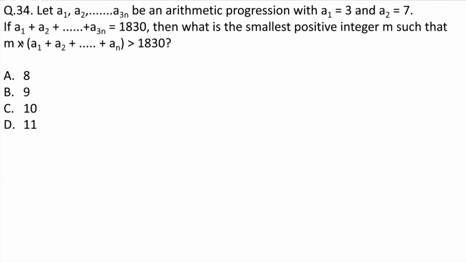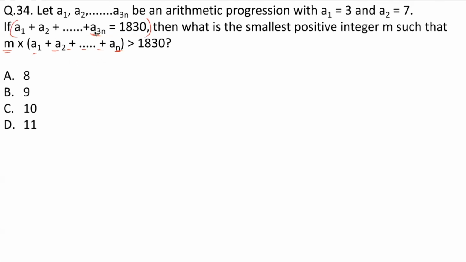Okay, so it is given that A1 plus A2 plus A3 up to A3n is 1830. So the whole idea is we need to calculate the value of n and calculate the sum A1 plus A2 up to An, and that is how we get the value of m. That's the whole process. Let's start.